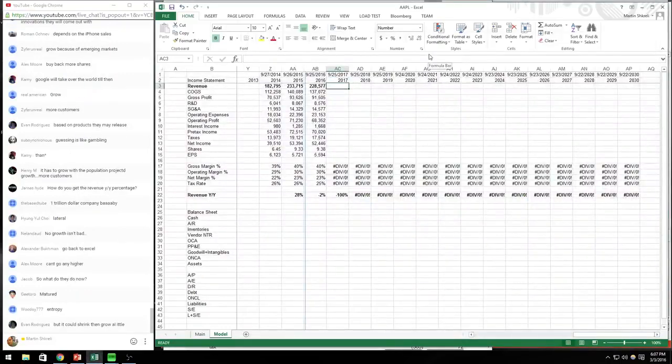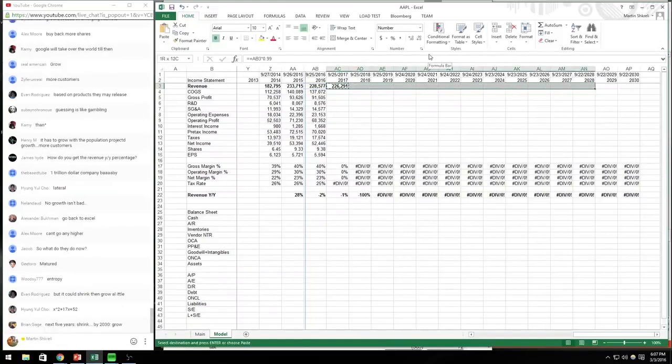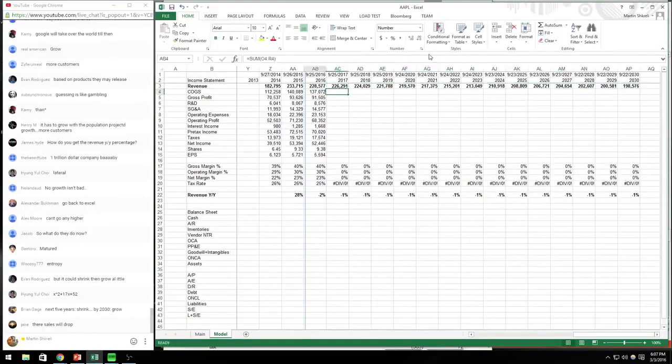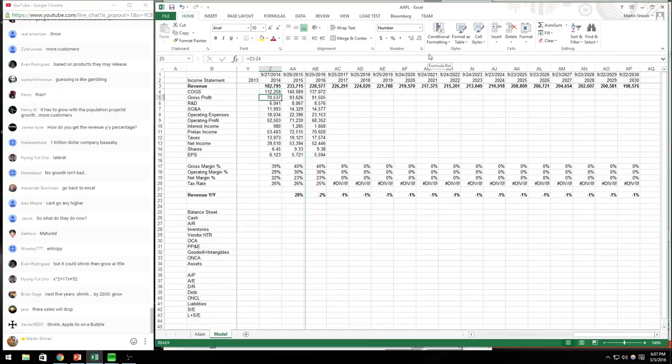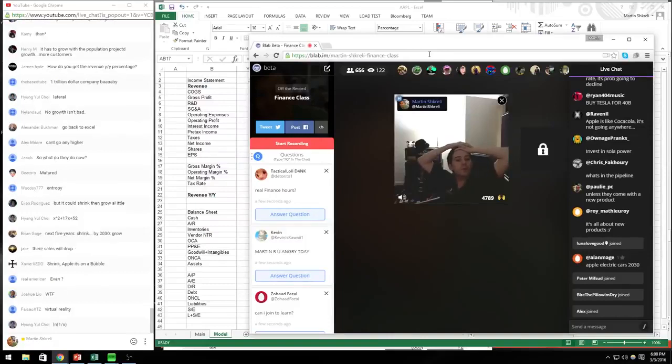So we'll see. Let's assume, for argument's sake, that it shrinks by just 1% a year. That's barely shrinking, right? And how about margins? We have to guess on their margins. Will they be able to make more money per phone or less money per phone?